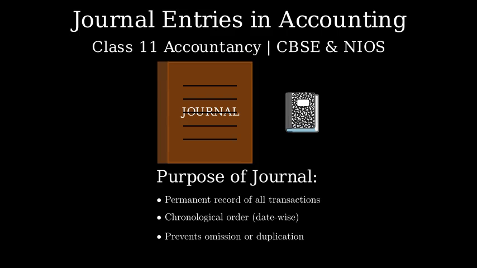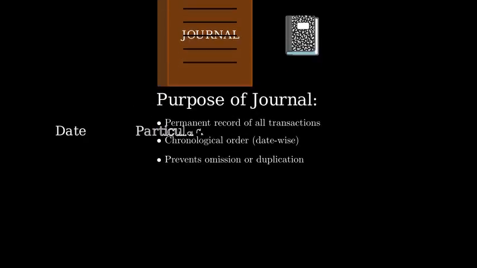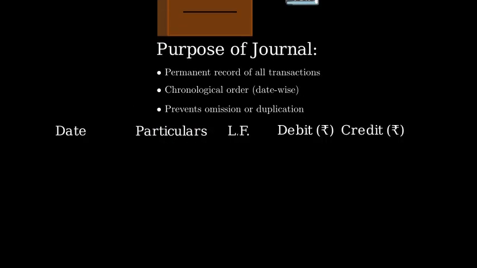Now, let's look at the format of a journal entry. A standard journal has columns for the date, particulars, ledger folio, and debit and credit amounts. Let me explain each column. The date column records when the transaction occurred. The particulars column lists the accounts affected.